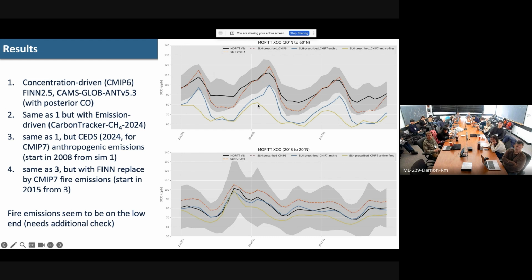It shows that even though the blue was doing pretty well over the tropics, we now underestimate CO using the fire emissions from the CMIP7. This is for doing NEO with pretty high CO sources in 2015 and 2016.